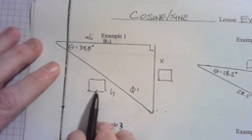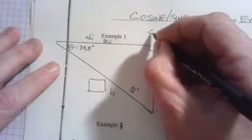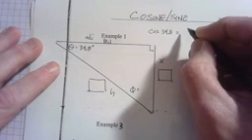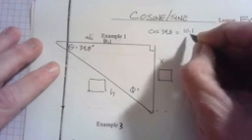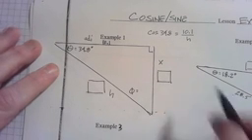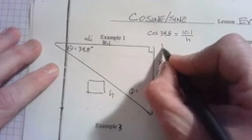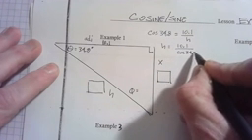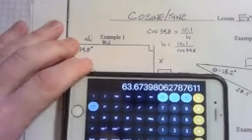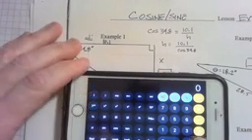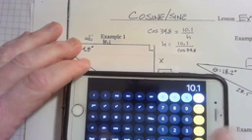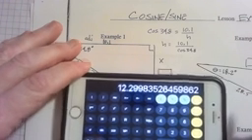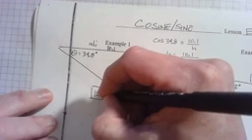But if I have the adjacent, I can find the hypotenuse. So I'm going to use cosine to start with. I'm going to say cosine of 34.8 is equal to the adjacent side, 10.1, over the hypotenuse. Remember, I can switch the hypotenuse and the cosine there. So the hypotenuse is whatever 10.1 divided by the cosine of 34.8 is. So I go 10.1 divided by, type in the angle, 34.8, hit cosine, then hit equals 12.3. So I have the hypotenuse is 12.3.